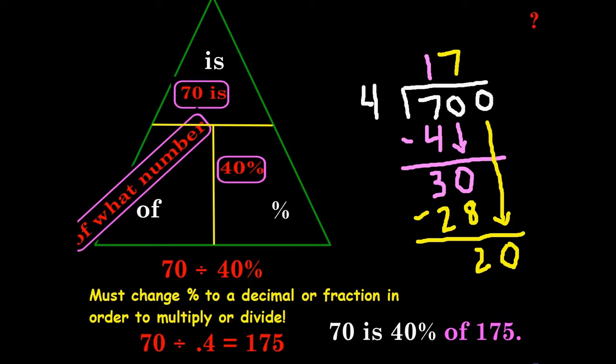Alright, and let's see, last step. 4 now comes out of 20 5 times, and 4 times 5 is 20. Subtract that, we're left with 0, so I have no decimal remainder. And this right here is my answer, 175. See? It matches like this.